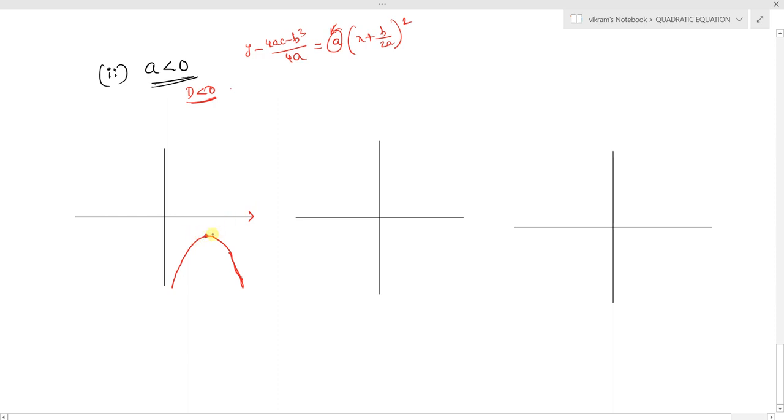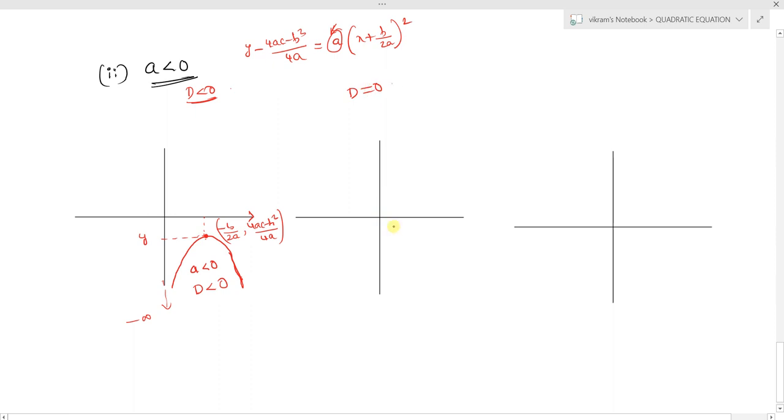Now, what is the vertex? Minus b by 2a comma (4ac minus b square) by 4a. This is the condition, and over here this is the y value, and it goes from minus infinity to y. So the x is minus b by 2a, and the y is (4ac minus b square) by 4a, and the condition is a less than 0 and discriminant less than 0.